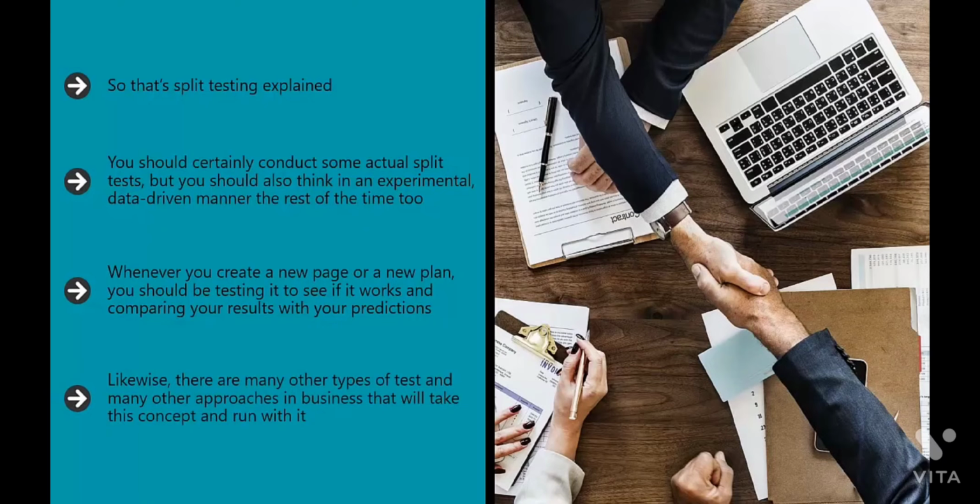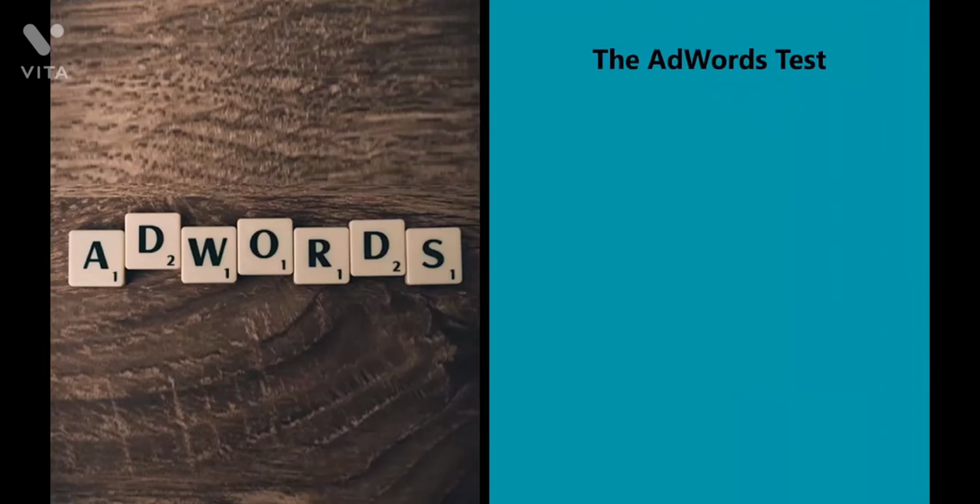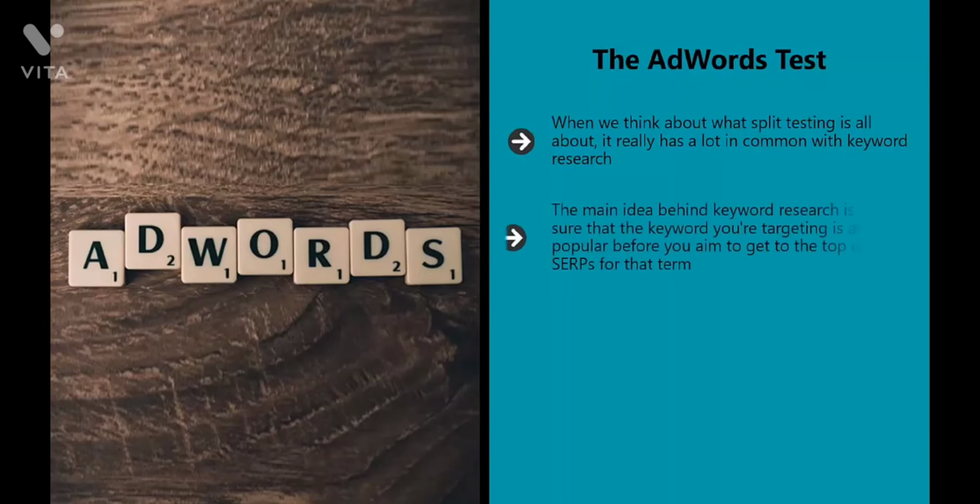Likewise, there are many other types of tests and many other approaches in business that will take this concept and run with it. Each comes highly recommended. The AdWords test. When we think about what split testing is all about, it really has a lot in common with keyword research. The main idea behind keyword research is to make sure that the keyword you're targeting is actually popular before you aim to get to the top of the SERPs for that term. That's the exact same thing we see with split testing. We're trying to make sure a strategy is successful before we use it.